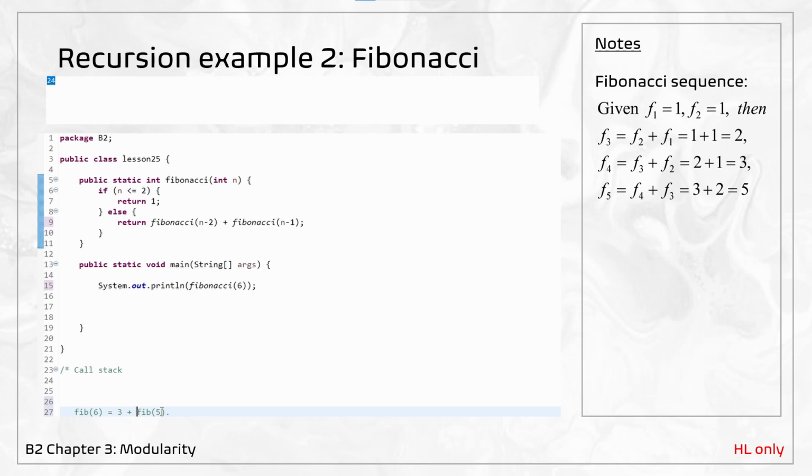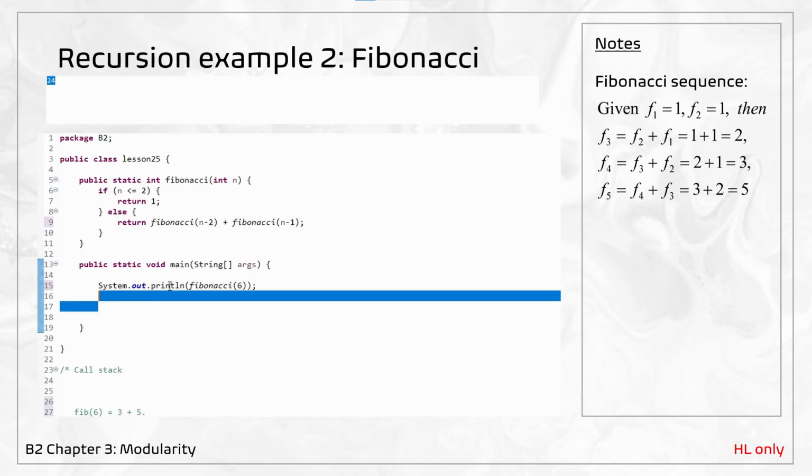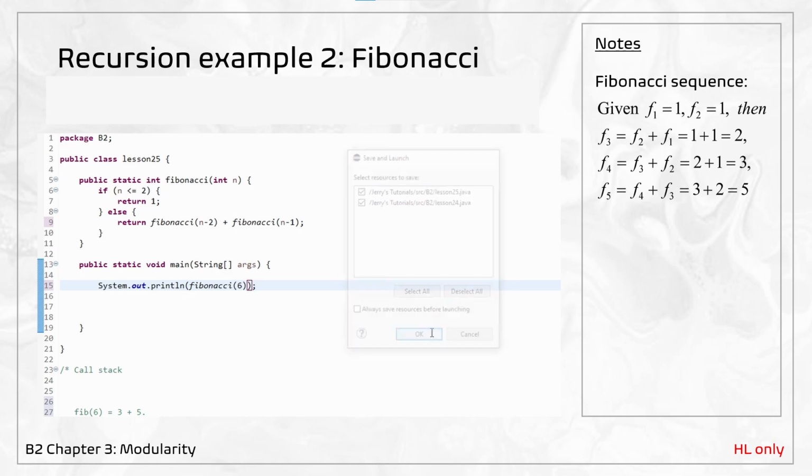And now we can focus on fib5. Fib5 is just equal to fib3 plus fib4. And from before, we know that fib3 is just equal to 2, and fib4 is just equal to 3. So fib5 takes the value 5. So we can just remove that, and fib5 will equal 5. And then our original call, fib6, will just equal 3 plus 5, which is 8. So theoretically, this program should print 8.